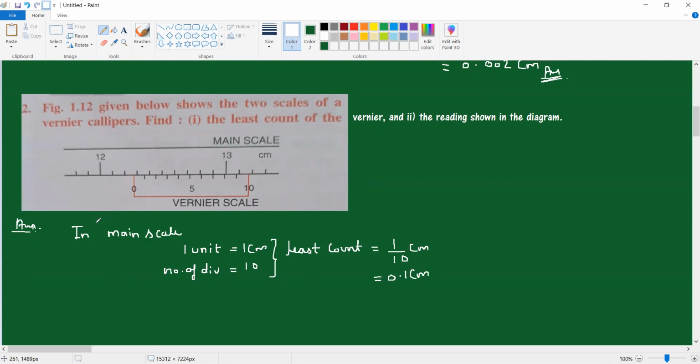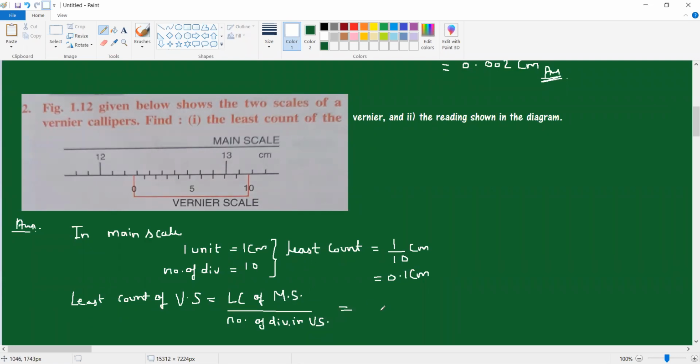Okay. So vernier calipers. So least count of vernier calipers, your vernier scale, will be equal to least count of main scale divided by number of divisions in vernier scale. Yes, correct.